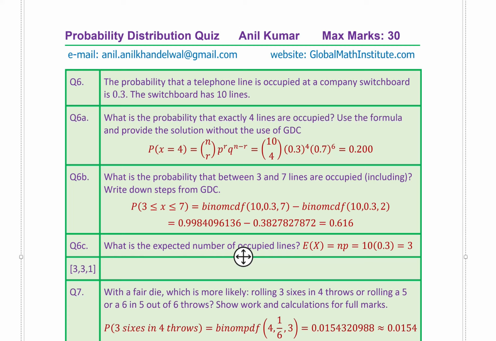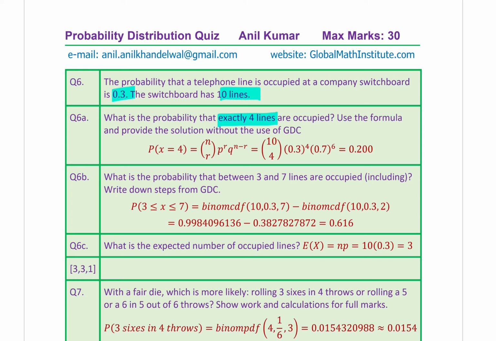Here is the solution to question number 6. The probability that a telephone line is occupied at a company switchboard is 0.3. So we're given this probability of 0.3 for occupying the switchboard line. The switchboard has 10 lines. Based on this, we have 3 questions here. 6a. What is the probability that exactly 4 lines are occupied? Use the formula and provide the solution without the use of GDC.